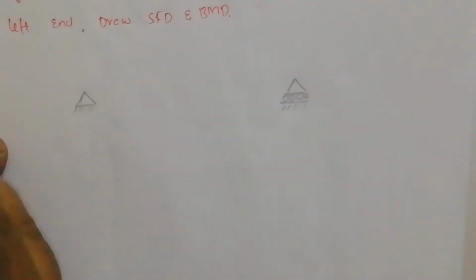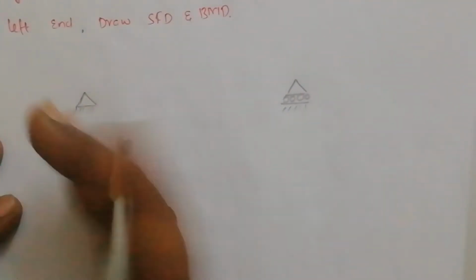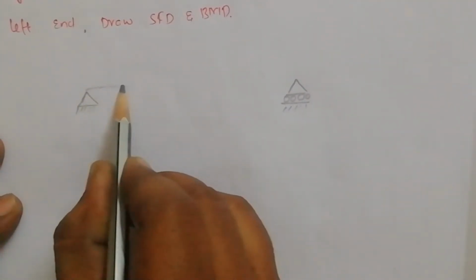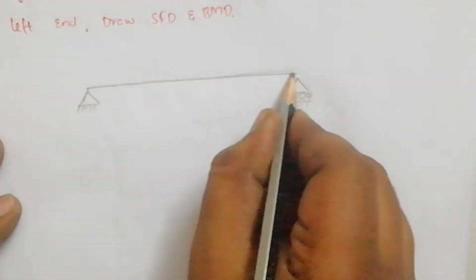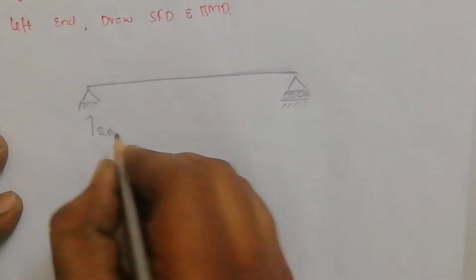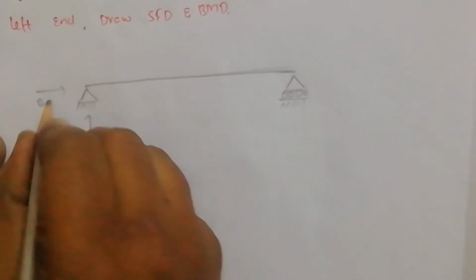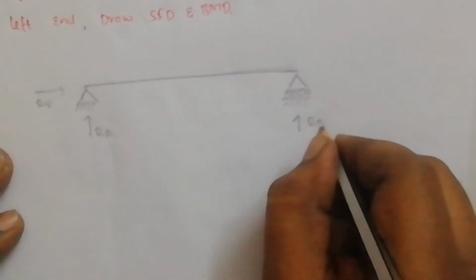Since we are solving from right to left, I am taking roller support on the right side and fixed support on the left side. You can change the supports also, not a big issue. The only thing you have to remember is when you change the type of support: here you will get reactions in both horizontal and vertical direction, whereas here you will get only vertical reaction.